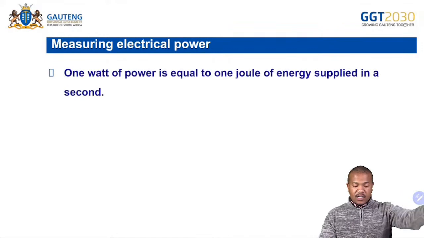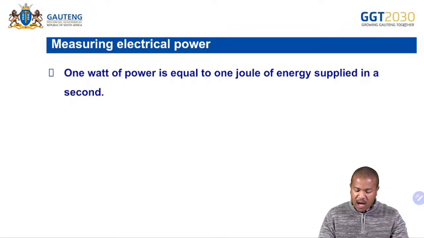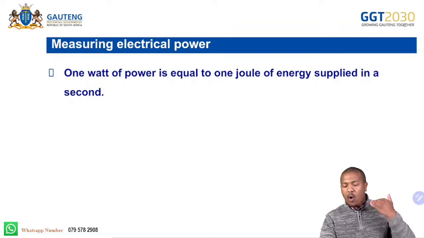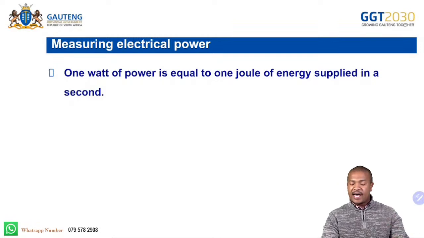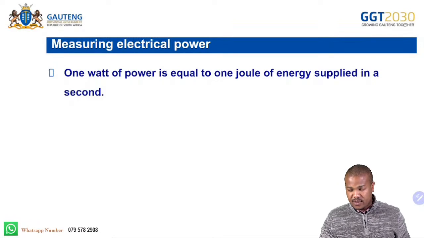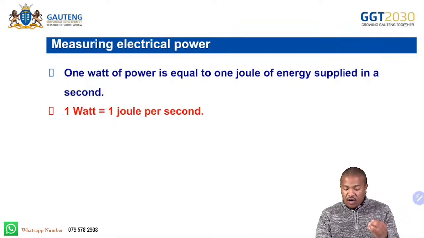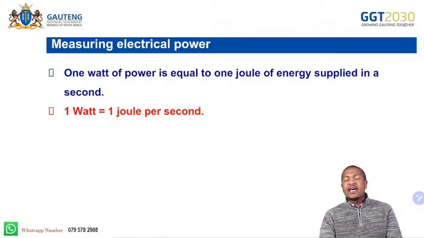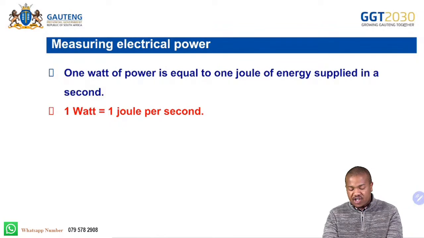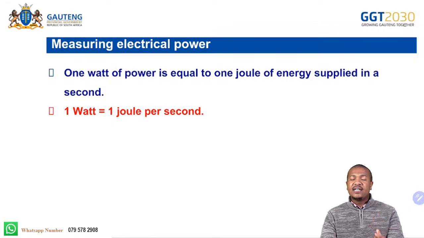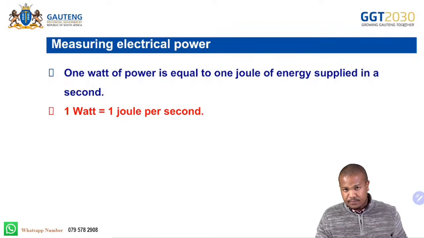Now, 1 watt of power is also equal to 1 joule of energy supplied in a second. We need to note that down as well. 1 watt of power is the same as 1 joule of energy supplied in a second in a system.